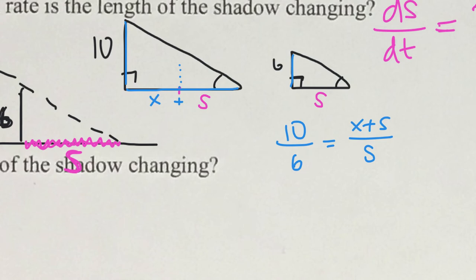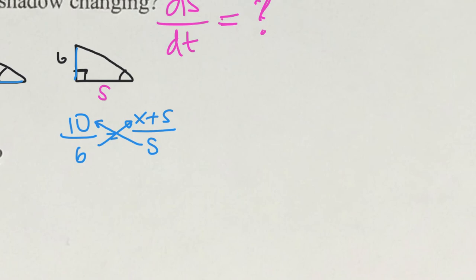Okay, so here is our proportion. Let's simplify this before we have to take the derivative, right? That's going to be a quotient rule on the right. So let's simplify. Cross multiply, that's how we solve these. Okay, cross multiply. We get 10s equals distribute 6x plus 6s.